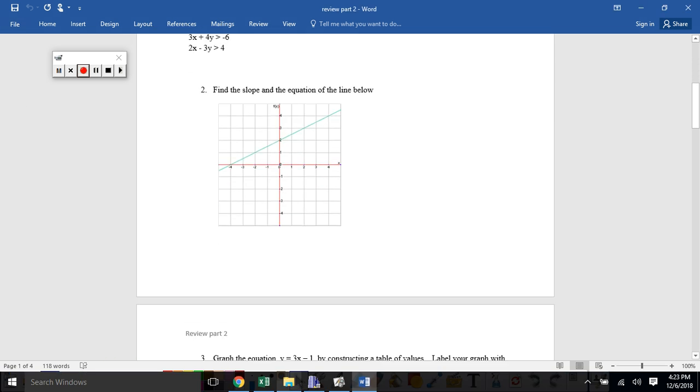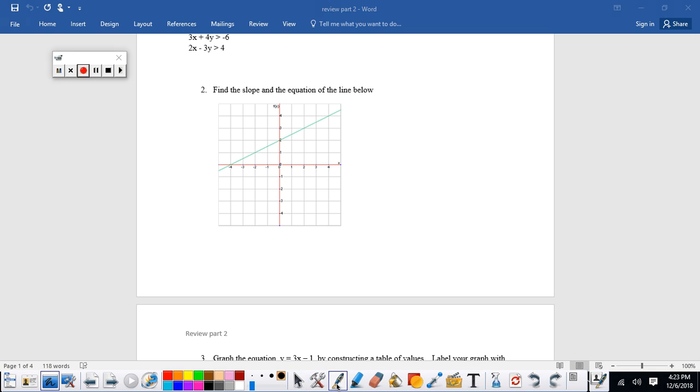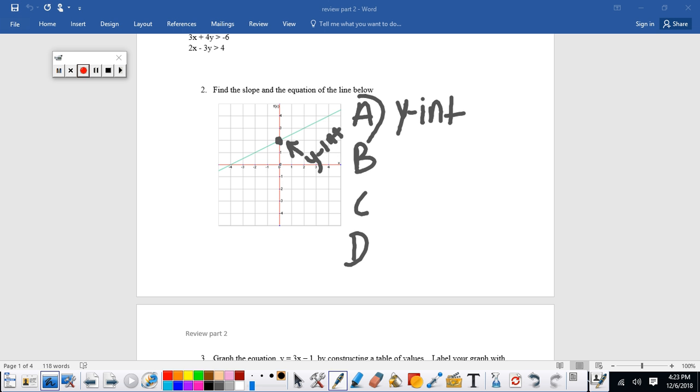It says find the slope of the equation and the equation of the line below. So on this one, remember I told you they separated it into 4 parts, A, B, C, and D. The first part is the y-intercept. Okay, that is this point right there. That's your y-intercept, which in this case is 2. So b equals 2.